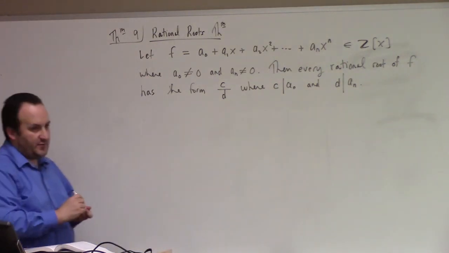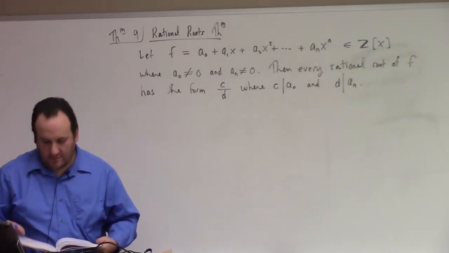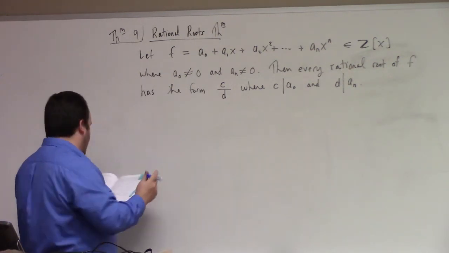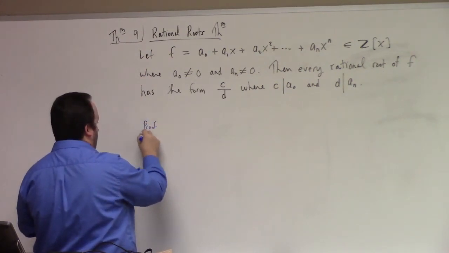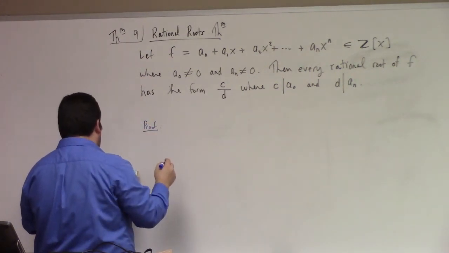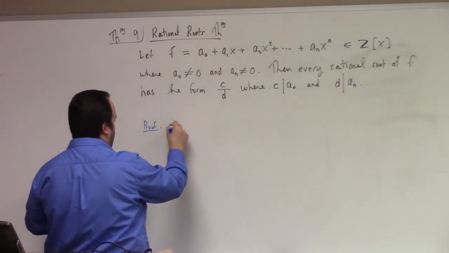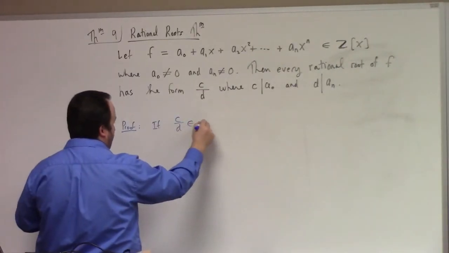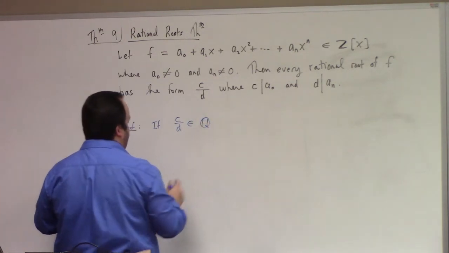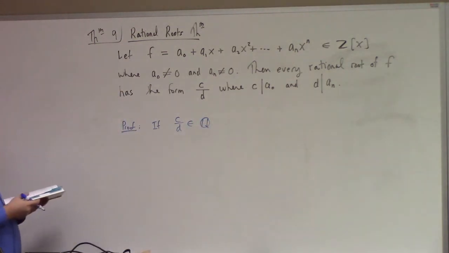All right, so let's look at the proof of this. It's a good review. We've kind of gotten a little bit past this point in the book, right? But here it is. So if C over D is an element of Q, right? If that's a rational root, what does that mean?